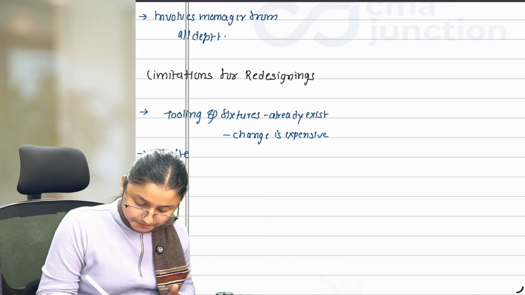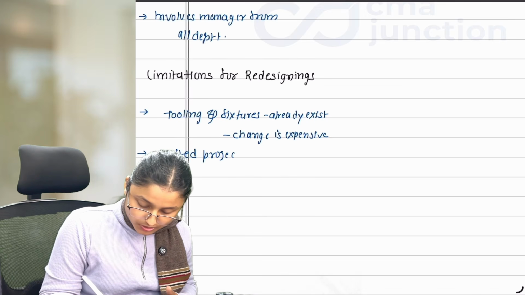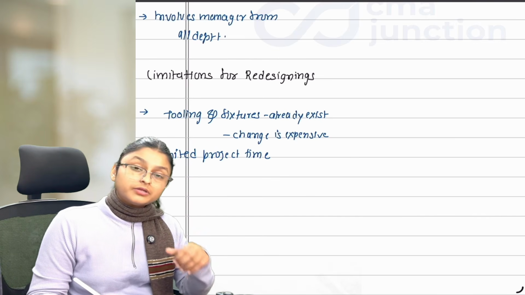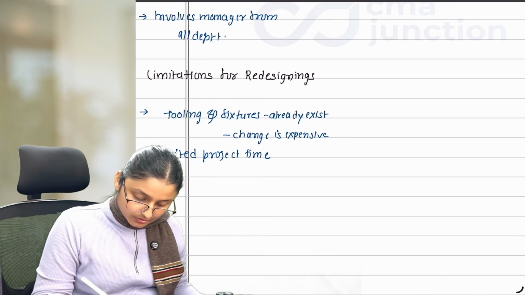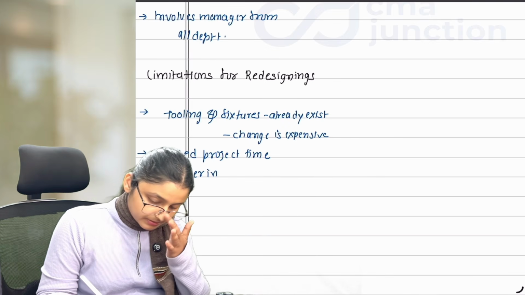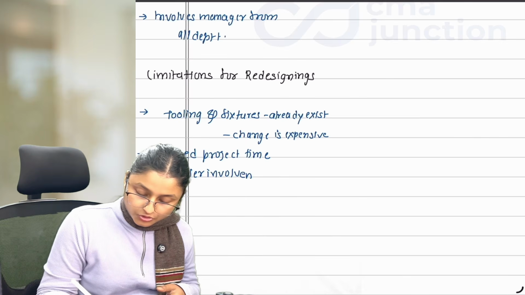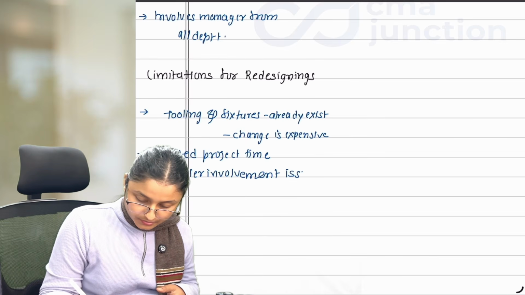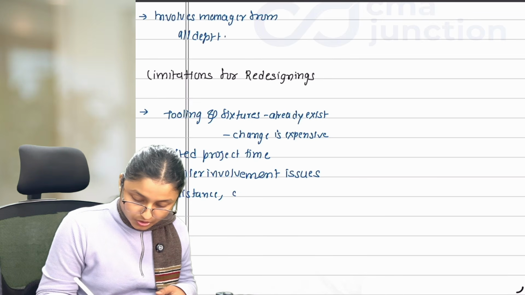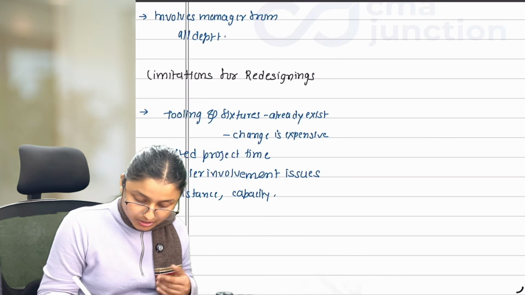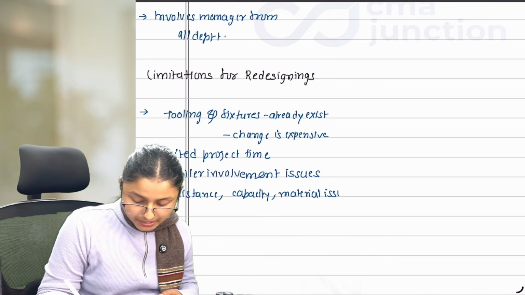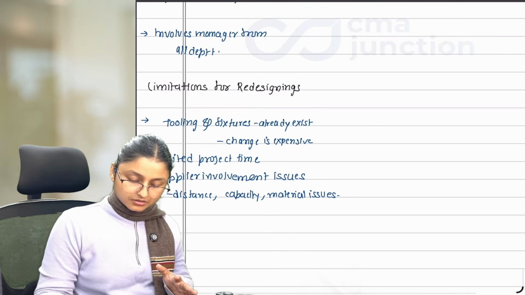Limited project time. If the value analysis team has got a specific limited period of time, then you'll not be able to solve all the issues, right? And supplier involvement issue. Sometimes to improve the material, you need to involve suppliers. And it can happen the supplier is sitting at a distance or does not have the capacity of making the material which we want. And there might be some issues with the material.